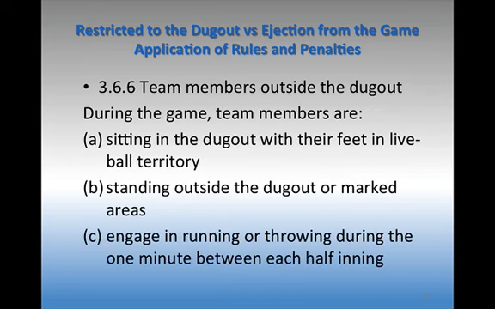Team members outside the dugout. During the game, team members are A, sitting in the dugout with their feet in live ball territory, B, standing outside the dugout in marked areas, or C, engaged in running and throwing during the 1 minute between each half inning. In A, move them back. It's a rule. Take the angle that this is for safety. Not every dugout has gates for everybody to be staying in a cage.